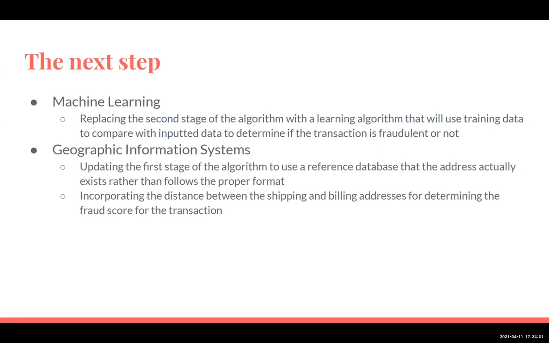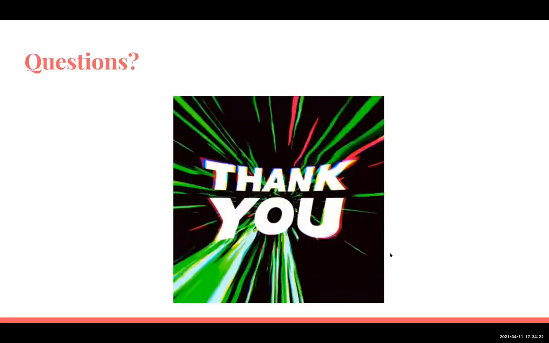In addition, we could utilize geographic information system approaches to improve upon both parts of the algorithm. In the first part, we could use a reference database to verify that the billing address actually exists, rather than just following the correct format. And in the second part, we could calculate the distance between the shipping and billing addresses to use when calculating the score for that transaction. With that, thank you for listening to our presentation. And are there any questions?